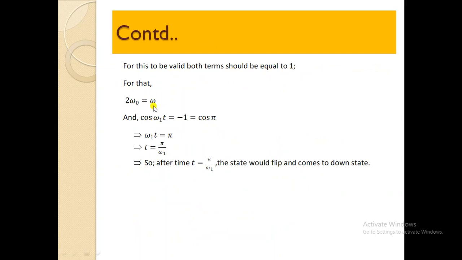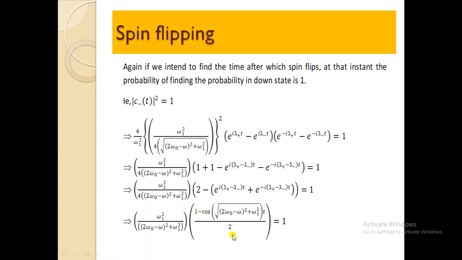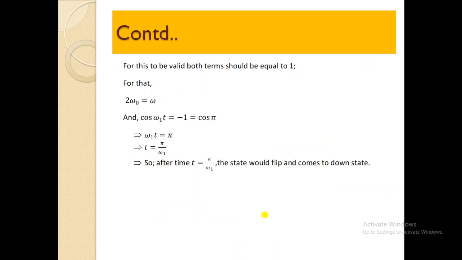For that, 2ω0 equal to ω, and from the other term, here is 1 and this should be minus 1 to make it 1. 1 minus minus 1, that would be 2 divided by 2, that would be 1. So for making this minus 1, this 2ω0 minus ω would be 0 from here. So in place of here there would be 0 and ω1 squared, and square and root cancel, and ω1 t remains here, cos ω1 t. So we must have the value of cos ω1 t equal to minus 1, alright.